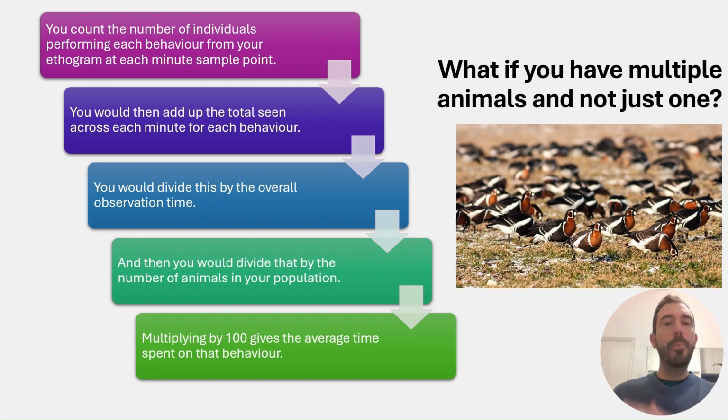So still do your point sampling, minutes in an hour, for example, but count how many animals you see performing that behaviour, add up the number seen for each minute, divide by your overall observation time, divide by your total number of animals, and then multiply by 100.